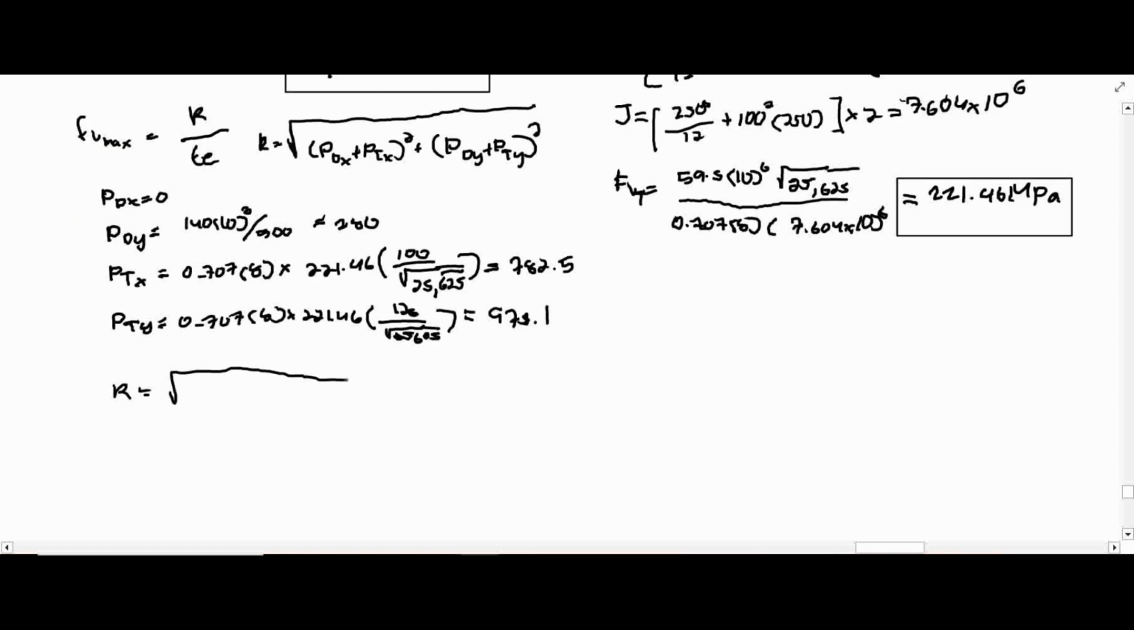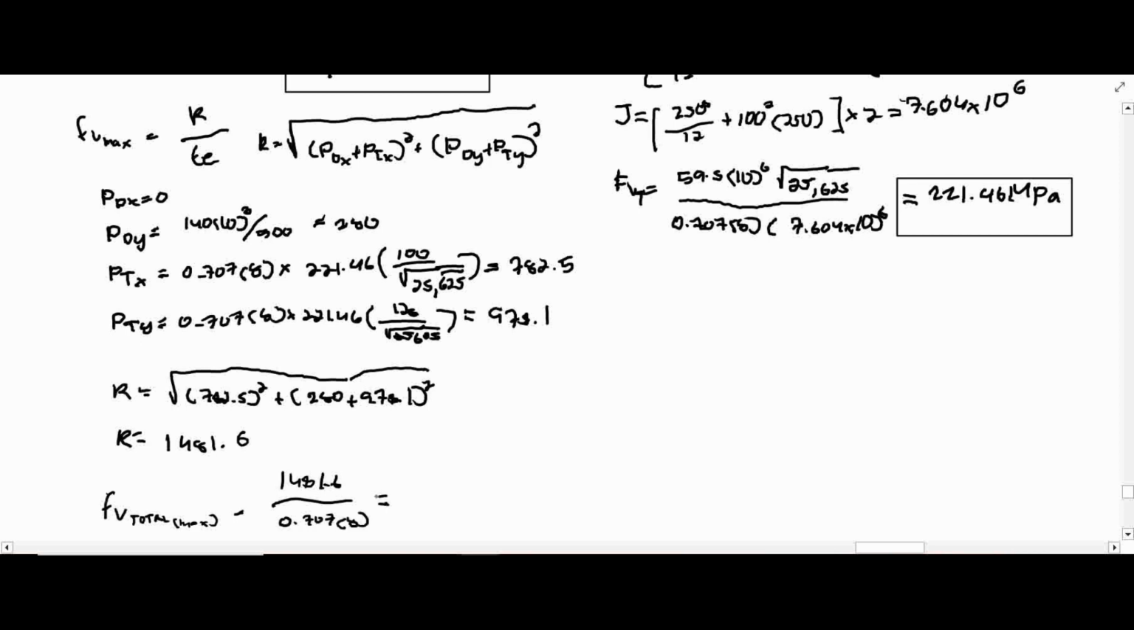So we can now calculate the total reaction. R is the square root of PTX, so that's 782.5 squared plus PDY, so that's 280 plus 978.1 squared. So our R here is 1481.6. So we can now calculate FV max, or total or max, equals R, 1481.6, divided by 0.707 times 8. So we have our value, 261.95 MPa. So this will be our final answer for number 3.